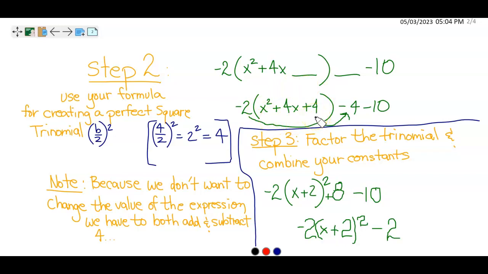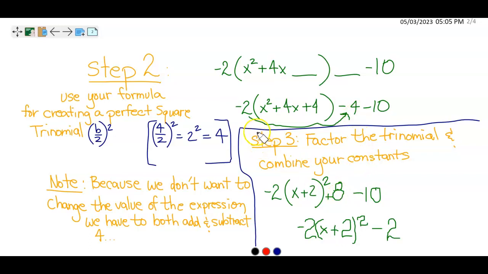But we cannot change the value of the total expression. So when we add 4, we have to subtract 4. And because this -4 came to be because we created a perfect square trinomial, we also have to distribute a to it. Okay? So we have to multiply -2 times -4, and that's going to give us a positive 8.